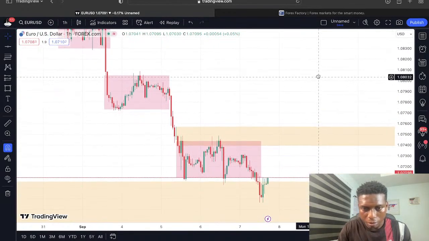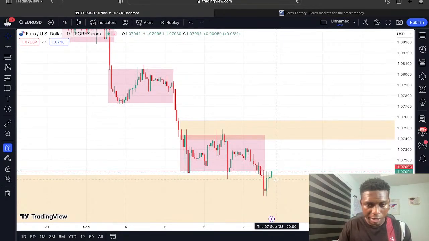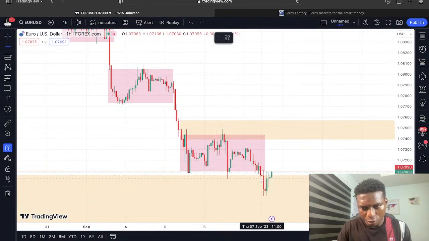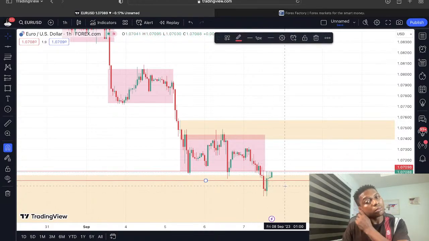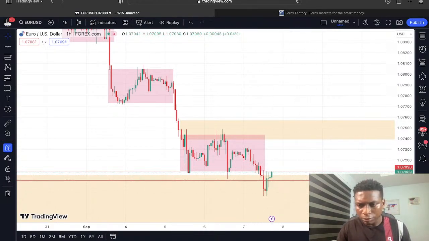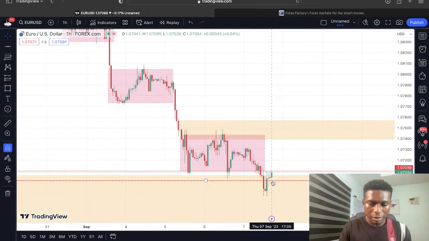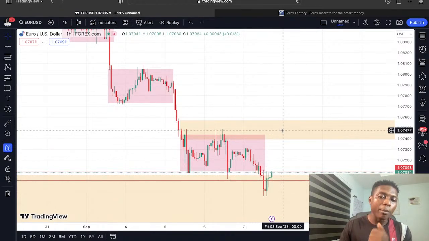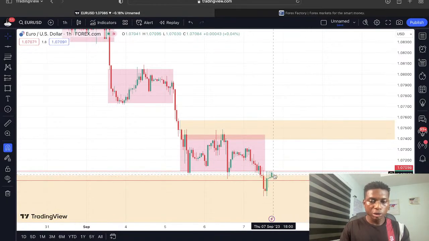So maybe you don't want to jump straight into selling at the immediate market price. You can set a sell stop at the level below the current market price. That's at 1.07010. You can set a sell stop here, and a sell limit above the current price. So should it go up, the sell limit is triggered. Should it come down, the sell stop is triggered.